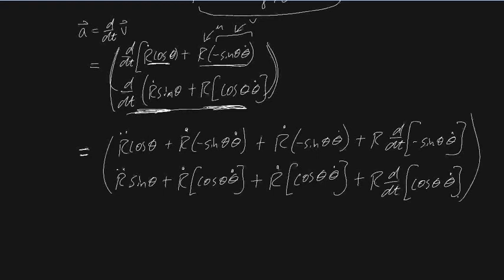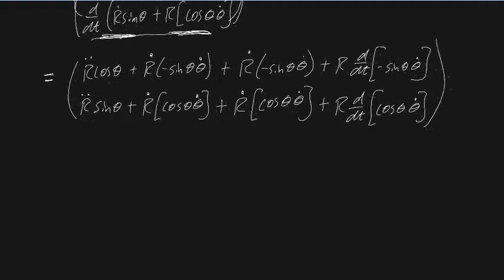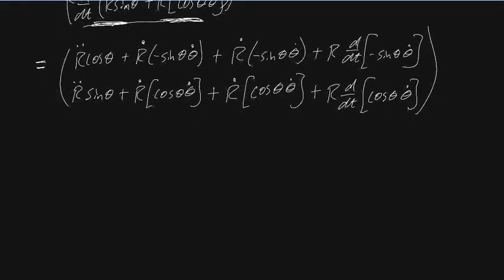Okay, we're getting there. We've done the hardest part. Now it's more a matter of simplifying, if anything. So let's do that. Let me just scroll around to give myself more room. That's going to be equal to, let's see, r double dot cosine theta.